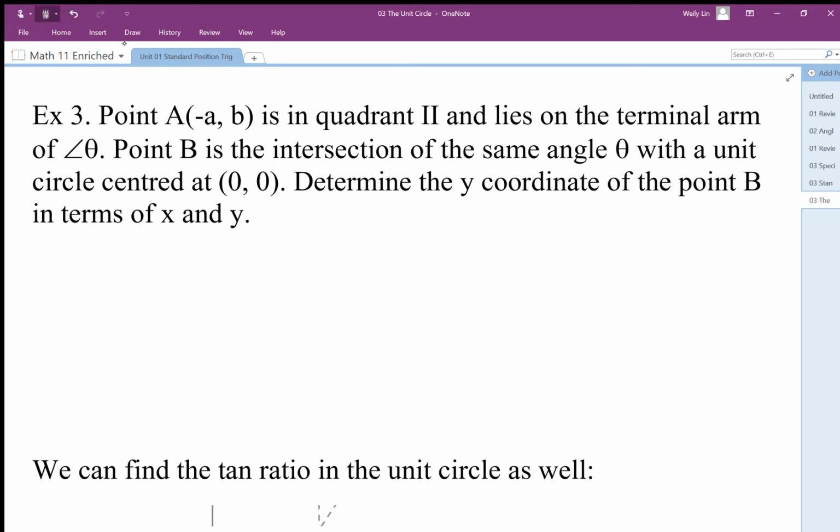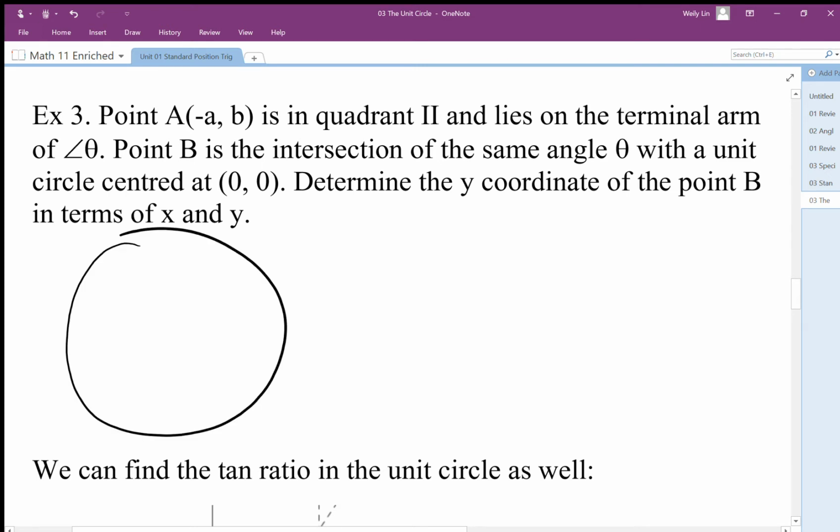Okay, so here it says that we have a point A on a circle. We're just going to say that we don't know how big this circle is. And we know this is in quadrant 2, so we'll say that's negative a here and positive b here. I'm going to say that the hypotenuse, or radius, is the square root of a squared plus b squared. So that works out to be our radius.